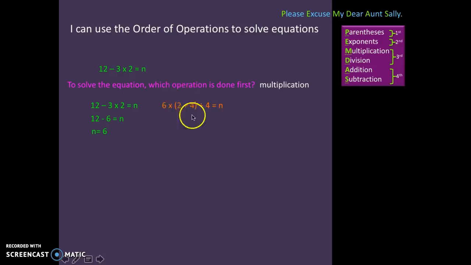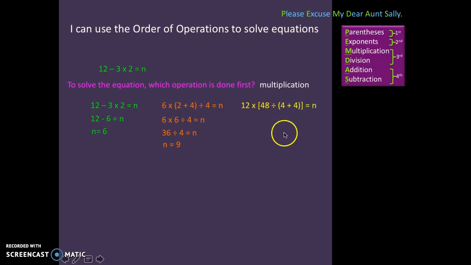Okay, look at this one. Notice that we have parentheses, so that will have to be done first. The 2 plus 4 equals 6, so that leaves us with 6 times 6 divided by 4. Now here we have multiplication and division side by side. They are equal to each other, so we do them in order, reading the math problem from left to right the same way we would read a sentence. So we're going to multiply first. 6 times 6 is 36, divided by 4, and that leaves us with n equals 9.